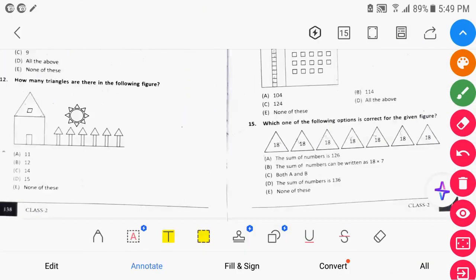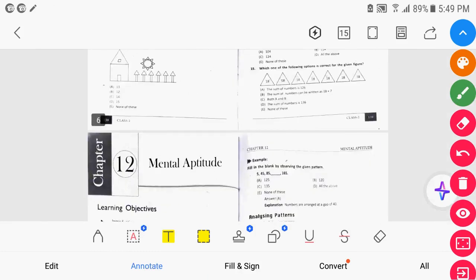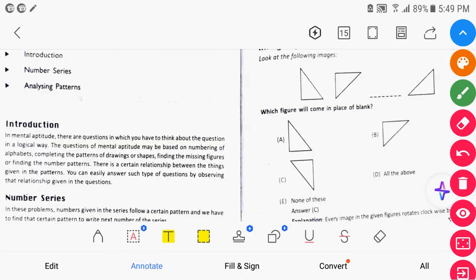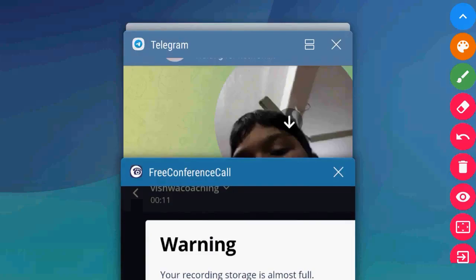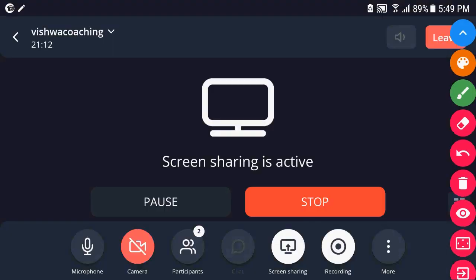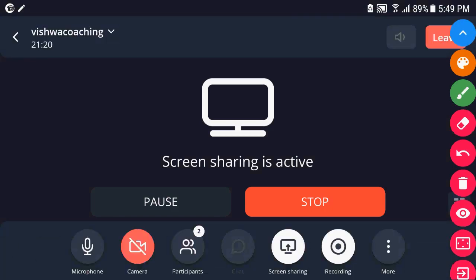this is all done. Okay, now the next topic is mental aptitude, which we will be taking in the next class. I hope you all understand the problems which are based on logical thinking with the help of mathematics, where we have to do some calculations also along with the logical thinking.